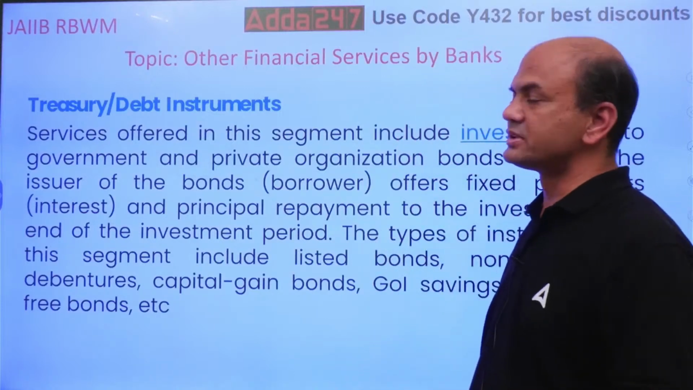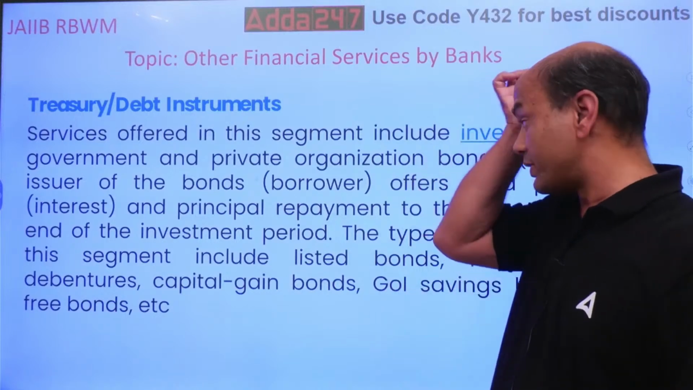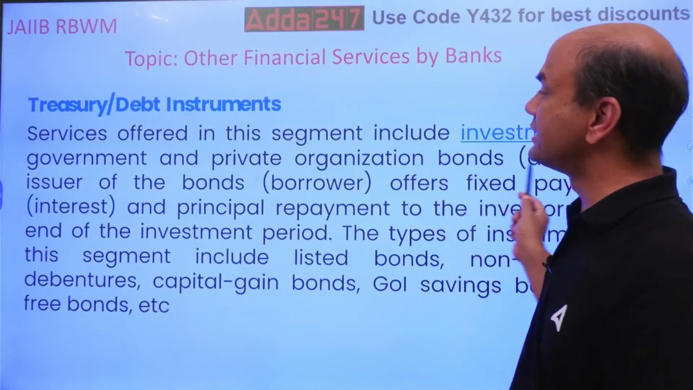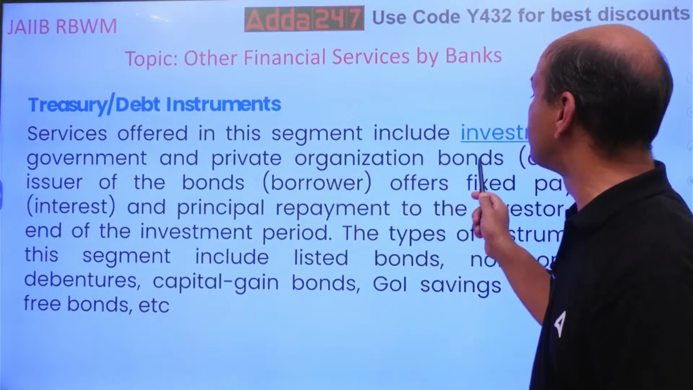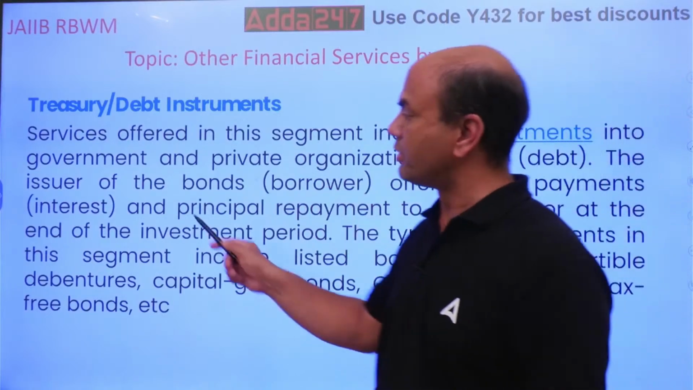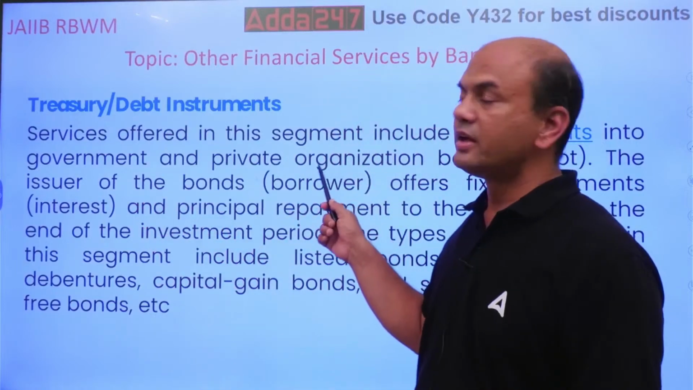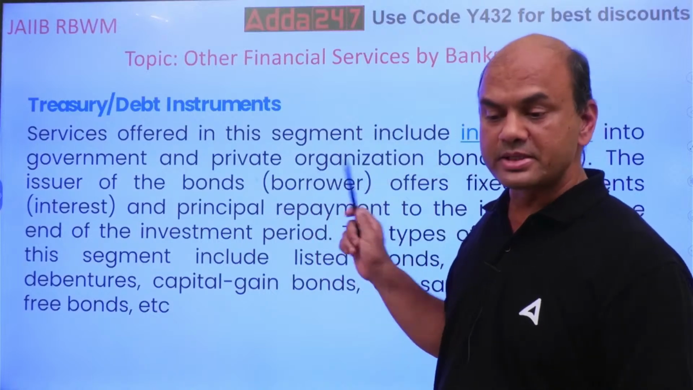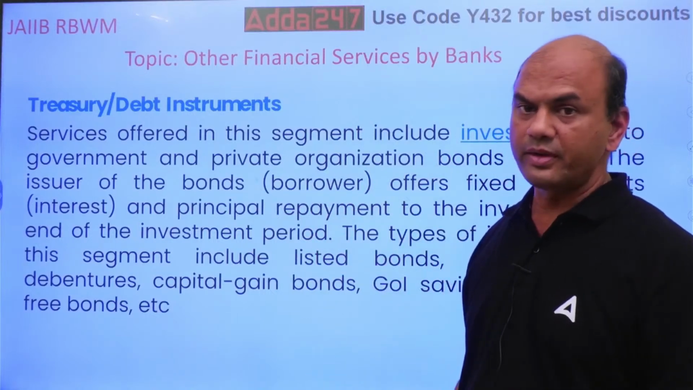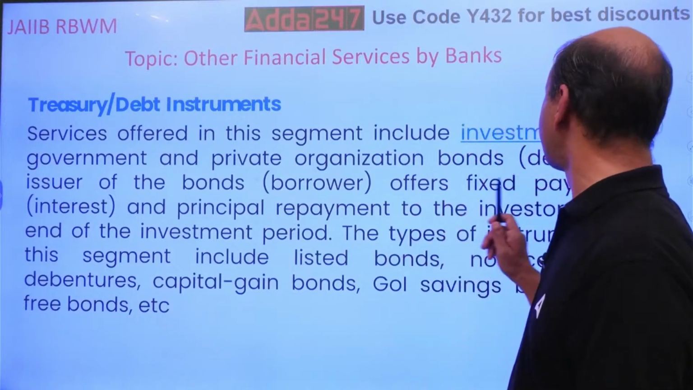Treasury debt instruments. Now this is again debt. Already I have explained bonds. Services offered in this segment include investments into government and private organization bonds. When we say government bonds, it is actually known as government bonds. When a private company issues the bonds, it's called debentures. Okay? A private company issuing bonds is called debentures.